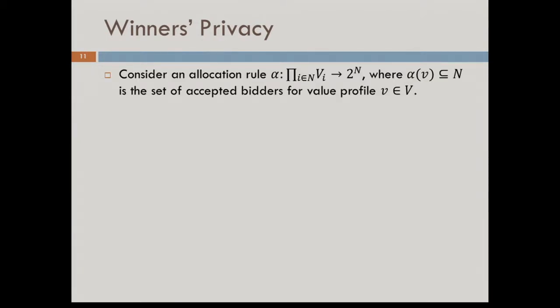Okay, now the next thing that I want to focus a little more on is winner's privacy. So this auction preserves winner's privacy. Okay, so how do we formalize that? This is a little bit computer science, so I thought it might be interesting. So here we have an allocation rule alpha, which says for every value profile who should be winning. So alpha of V is a set of bidders who are winning for value profile V.